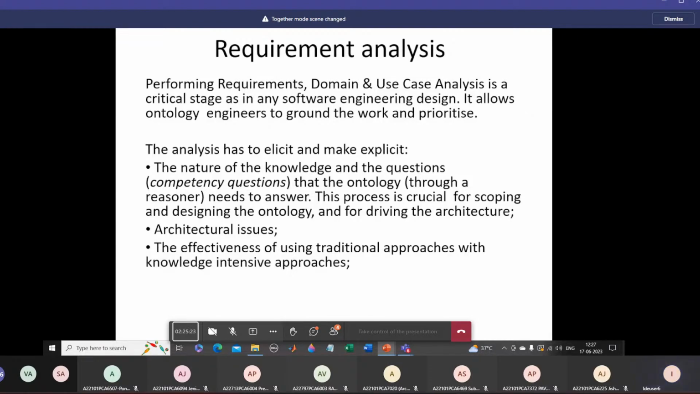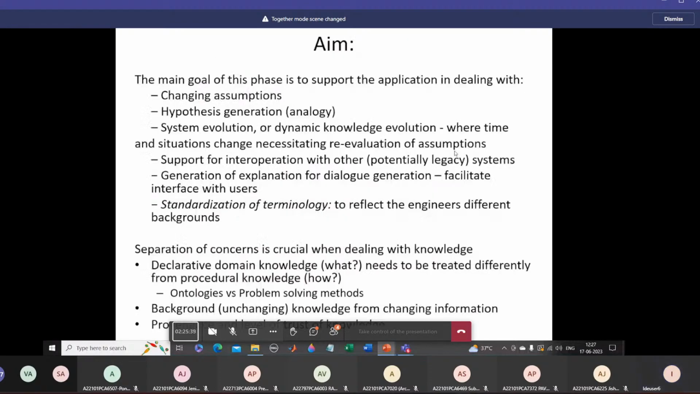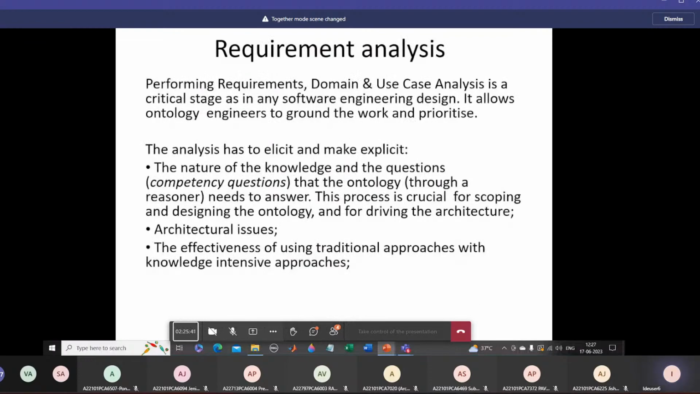So for this purpose in software engineering, we need ontology engineers for the groundwork and to prioritize which is more important. Okay, and they have to make explicit these things. What is the nature of the language and what are the architectural issues, and whether you want to use your traditional approach or, with some extra knowledge, we can go for an intensive approach. Our software engineering process, this is our traditional approach.